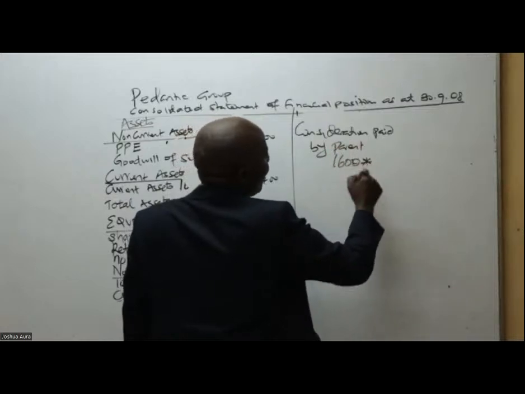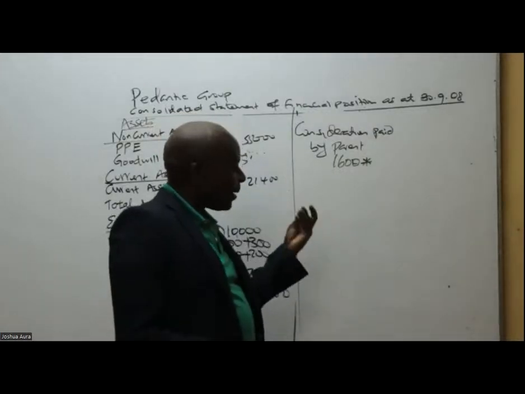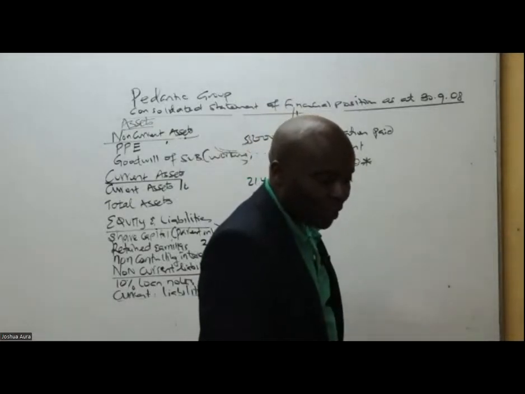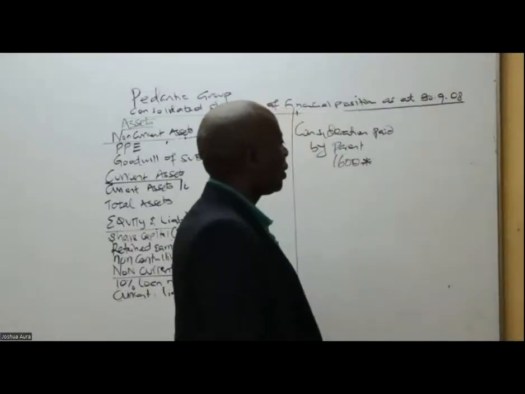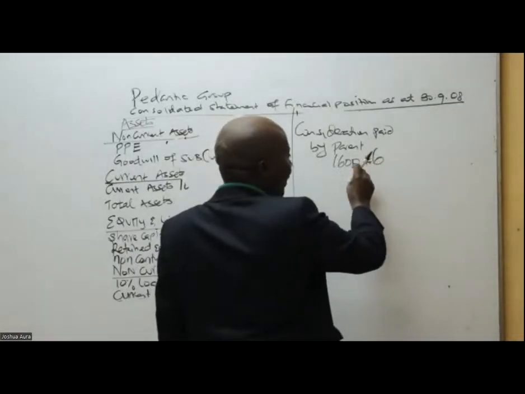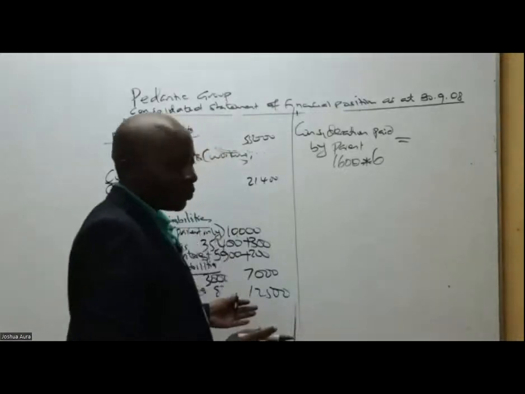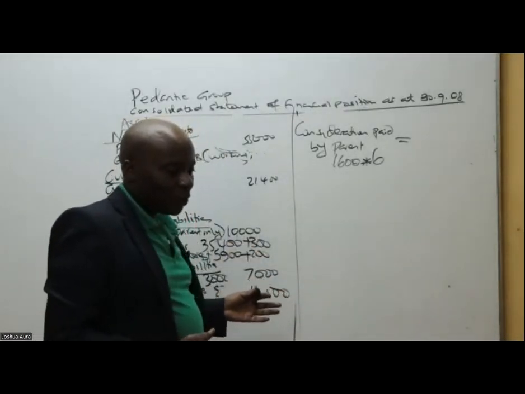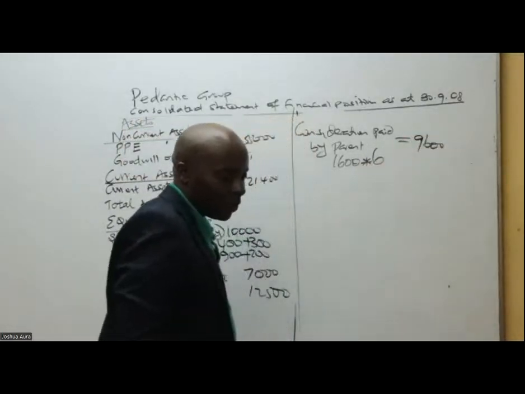You said it is 1,600, and fortunately they give you the market price of the shares. You must know the parent's value per share. They have told us in the question that at the date of acquisition, shares in Pedantic had a market value of $6 each, so times 6 to get the total. Who can give me this figure, the consideration that was paid by the parent? Jackie tells me 9,600. Is there anybody else who is able to see that 9,600?